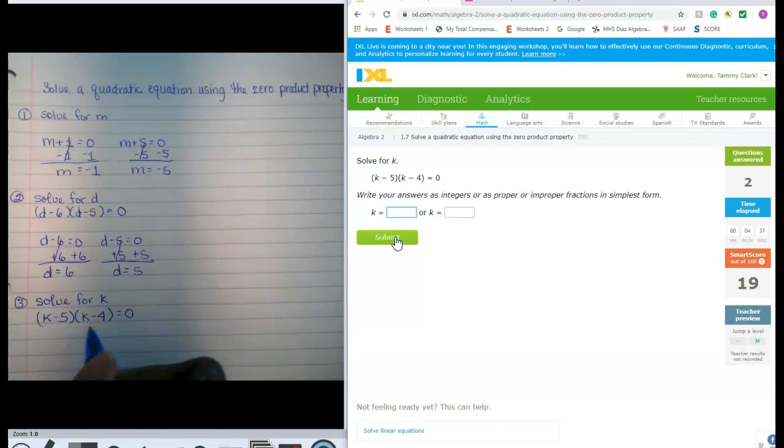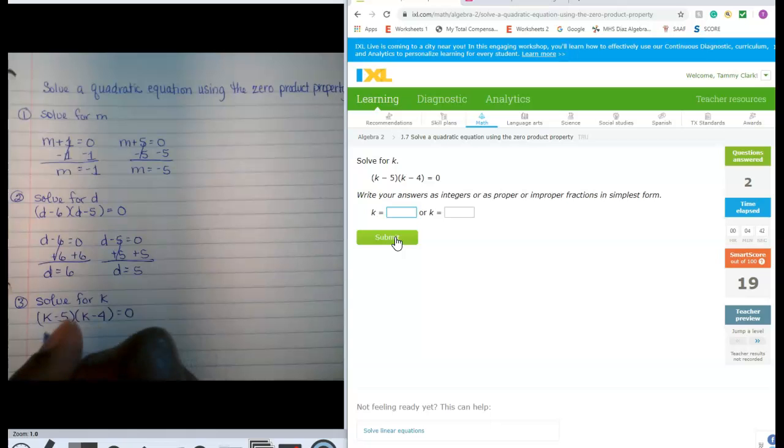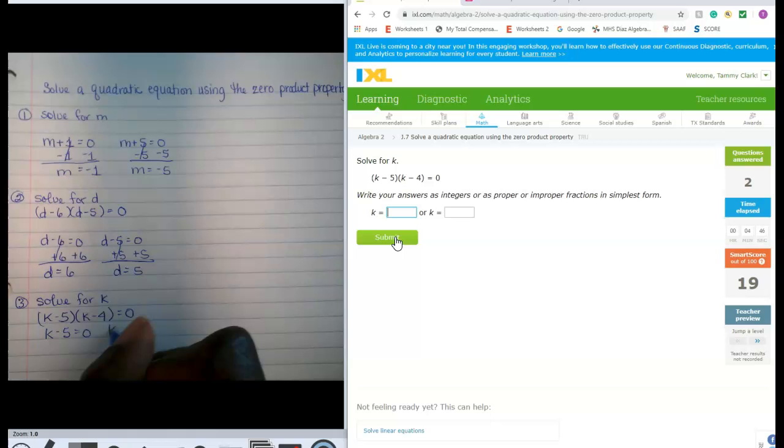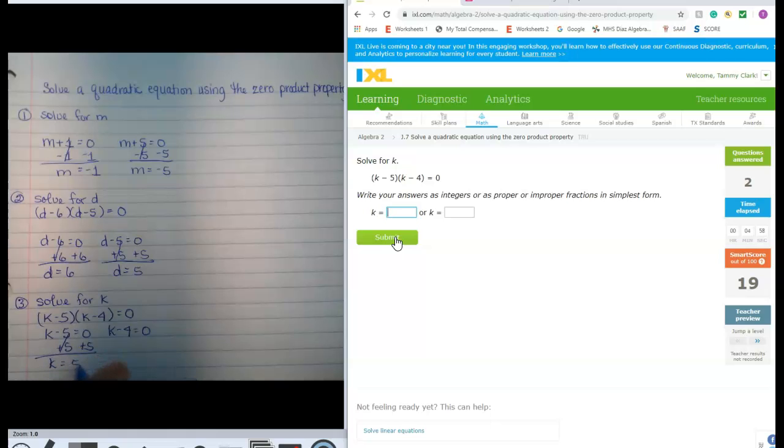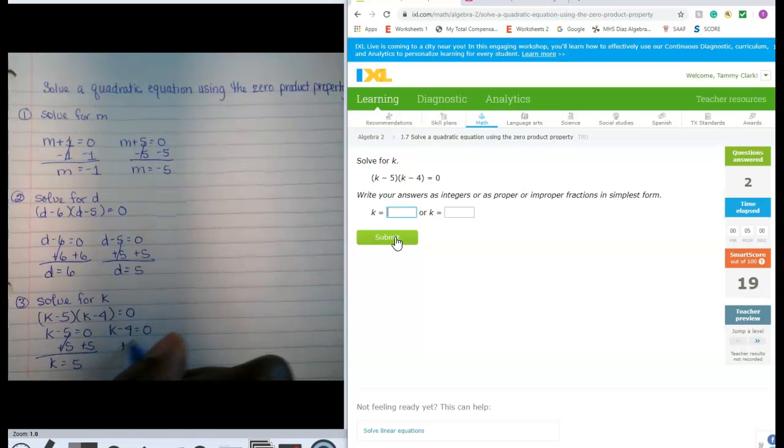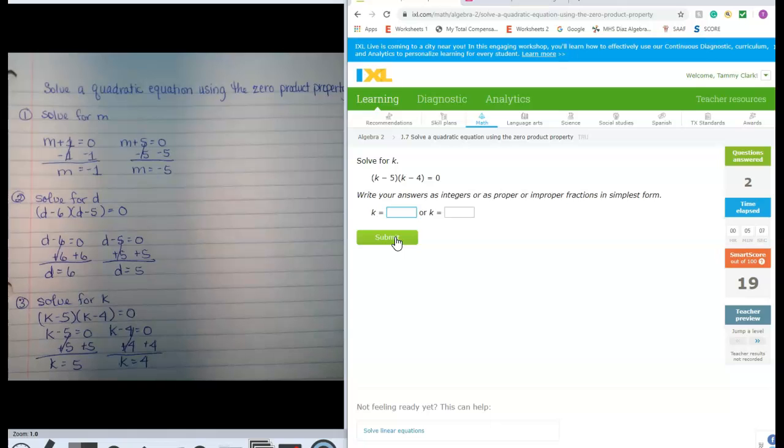And notice, guys, also that these are in factored form, right? So k minus 5 is equal to 0. K minus 4 is equal to 0. And so to eliminate negative 5, I'm going to add 5 to both sides of the equation, and k is equal to 5. And here I'm going to add 4 to both sides of the equation, so k is equal to 4. Now, you might be asking yourself, why do we have to solve for these anyway?